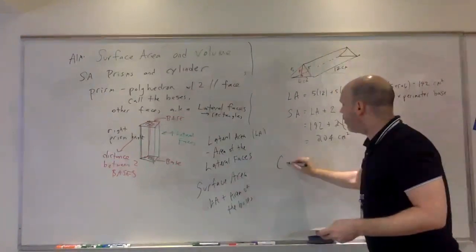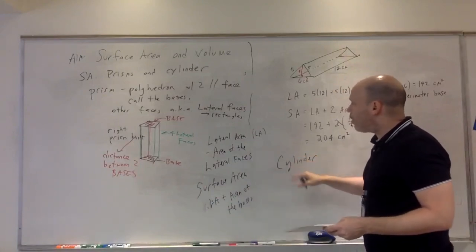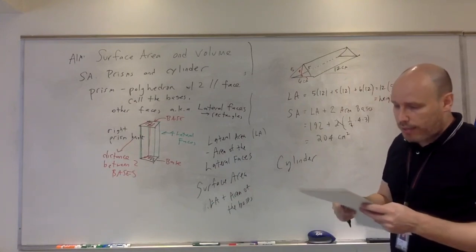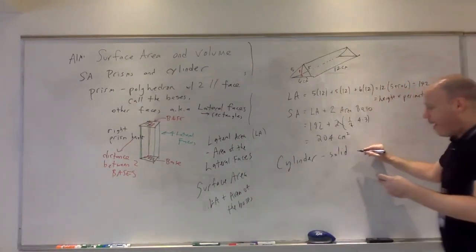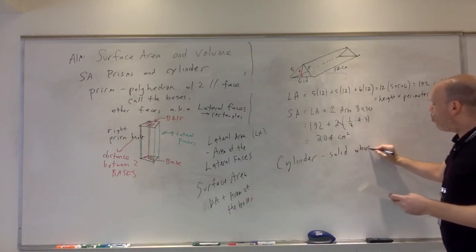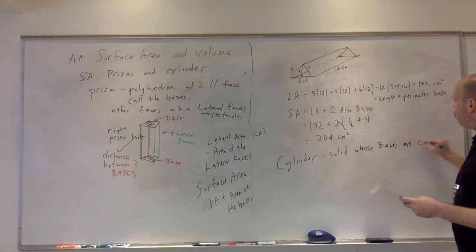Cylinder. Well, a cylinder is no longer a polyhedron. A cylinder is a solid. It's a 3-dimensional thing whose bases are circles.